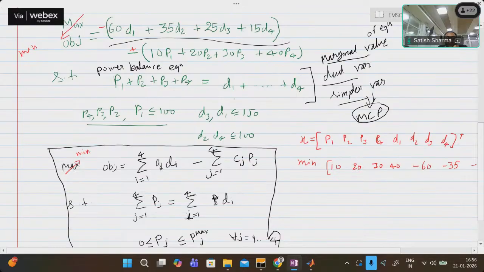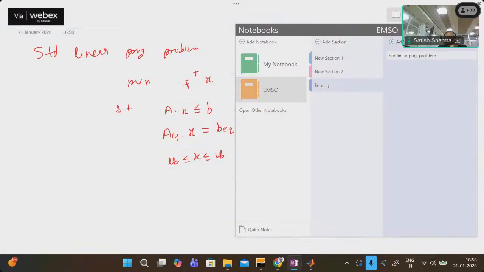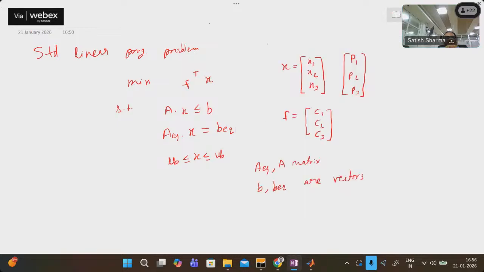Now, what is the next? Do we have any inequality constraints? So no, we don't have any inequality constraints here, but we do have equality constraints. So to use our linprog function, everything should go in terms of these equations only. Okay, so how can we provide that?